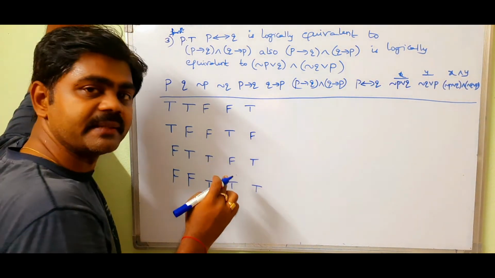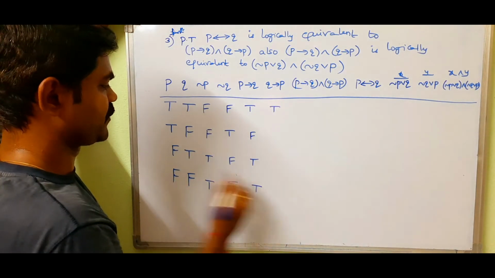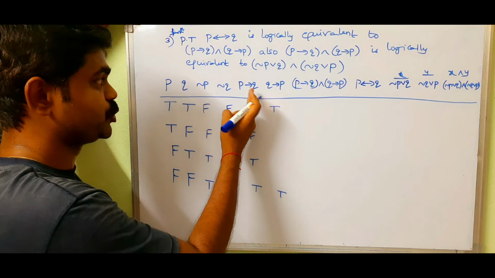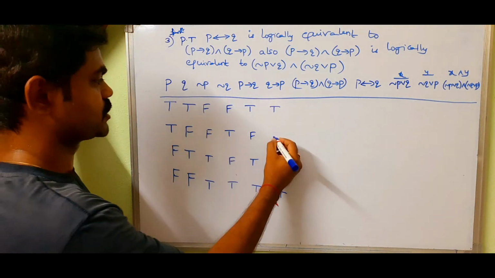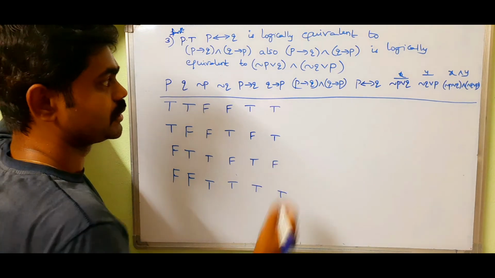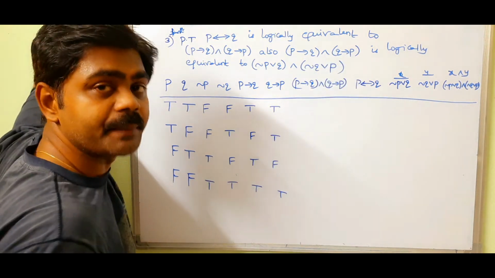Q implies P, in the same manner. So true, true, true; false, false, true. Now it's Q implies P, right? So I need to check P. P is the second one. So true, false. Okay. So here I have P implies Q and Q implies P.